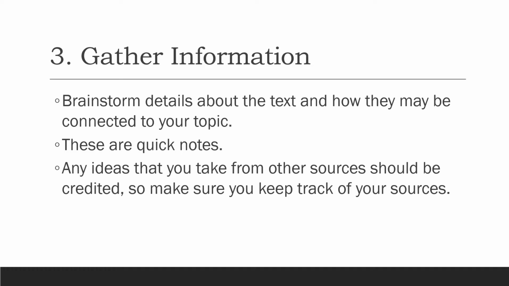After you've really sat down and decided this is the topic I'm going to write, you're going to gather information. So this is brainstorming. You're going to brainstorm about the text and how those texts may be connected to your topic. You're going to make quick notes. These are not meant to be big, long pages of very detailed stuff. Jot notes quickly, in point form: things that instantly come to your mind when you think about this topic and the text that you've chosen.